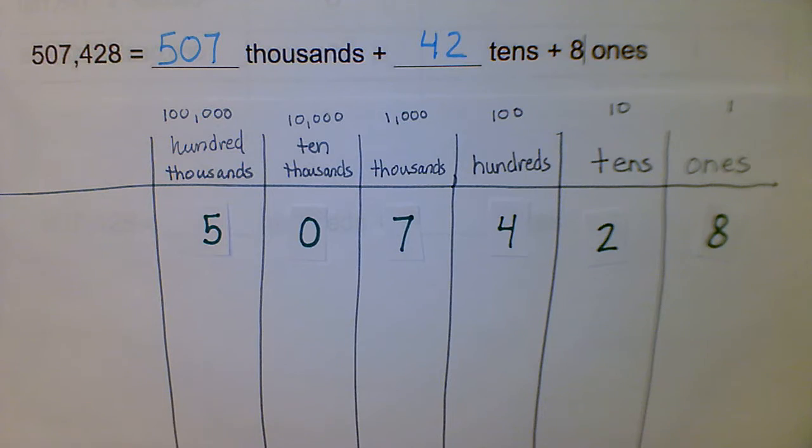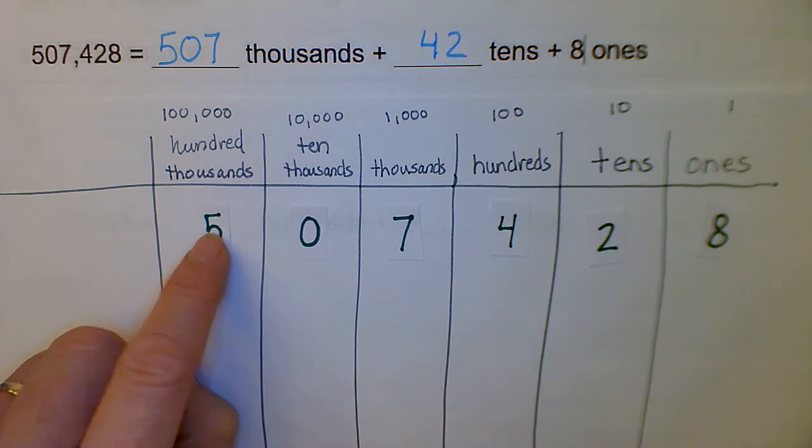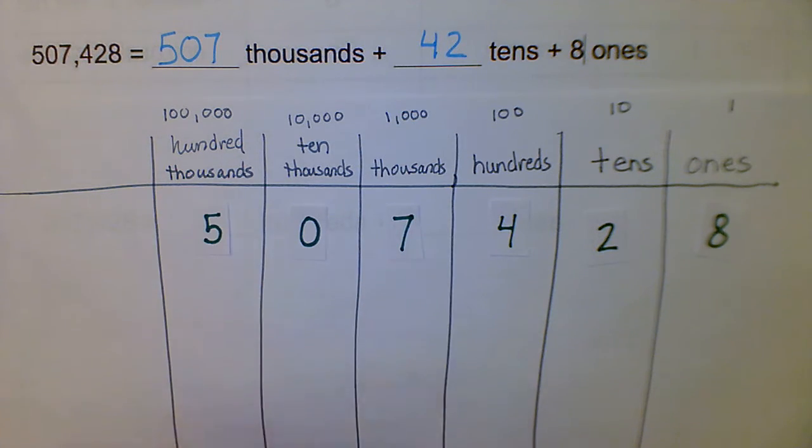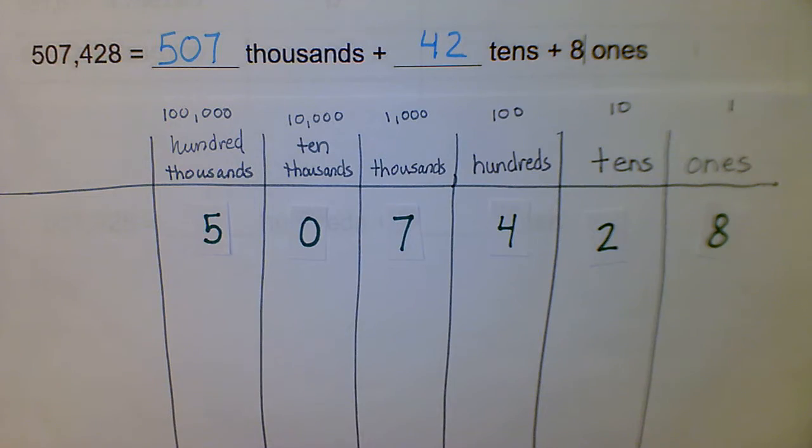Now remember, the smush method was that we could smush things down. And what we're doing when we do that is we are actually going to be changing this 5, this 500,000s, we're going to change it into thousands. We're going to change this 10,000s also into thousands.